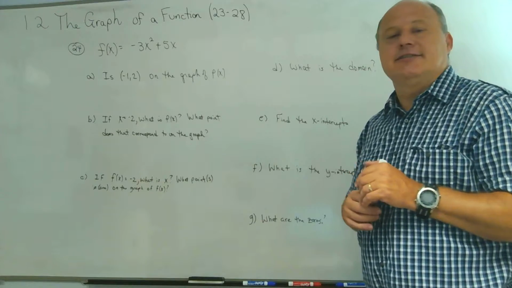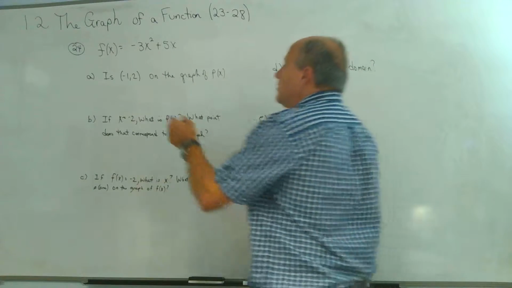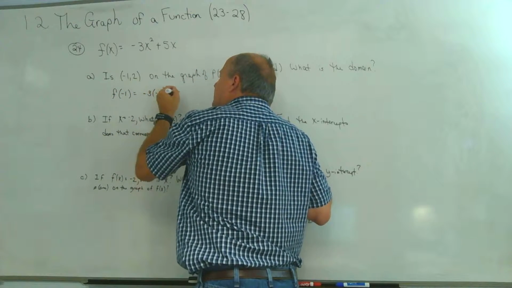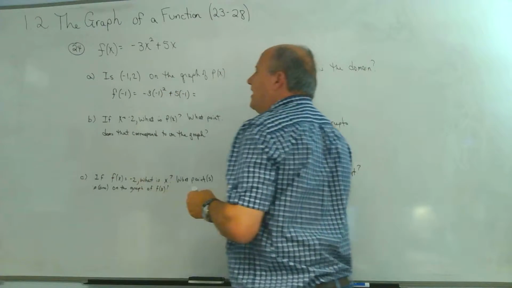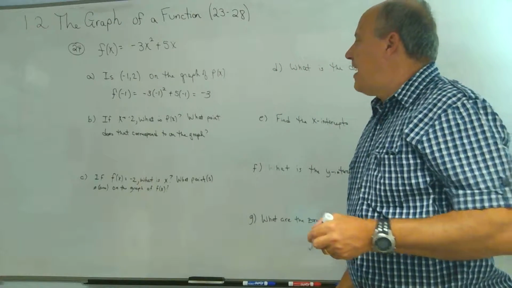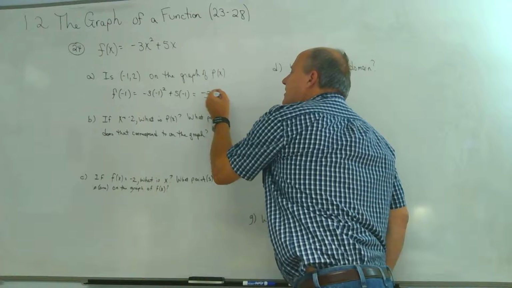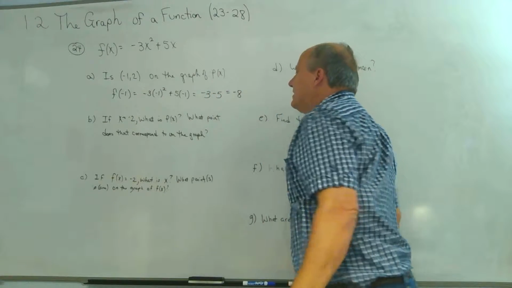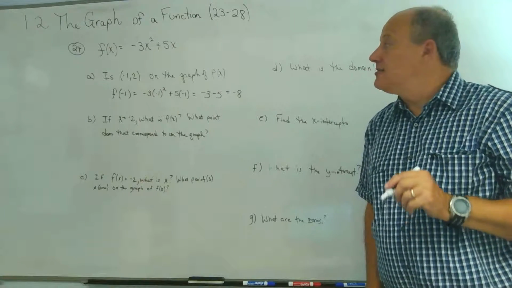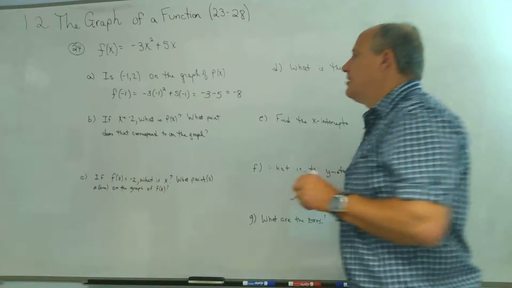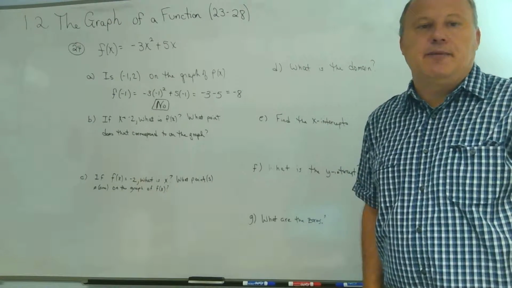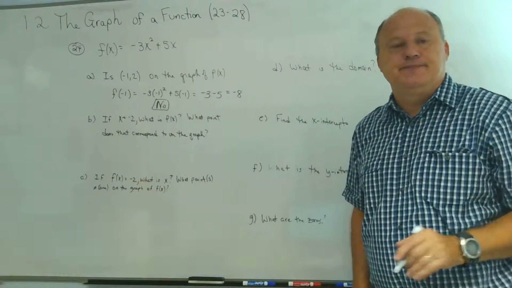So all I need to do is test f of negative 1 and see what that is. So I get negative 3 times negative 1 squared plus 5 times negative 1. Negative 1 squared is 1, so negative 3 times that is a negative 3. And then 5 times negative 1 is negative 5. So negative 3 minus 5 is negative 8. And that is not 2. So therefore, the answer is nope. It is not a point on the graph. It would have to be 2 in order for it to be a point on the graph. So you would just answer simply, no, it's not.